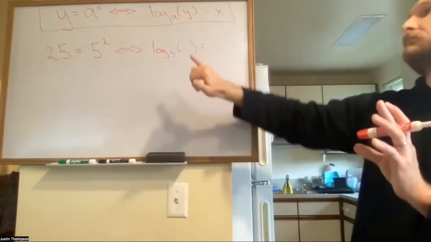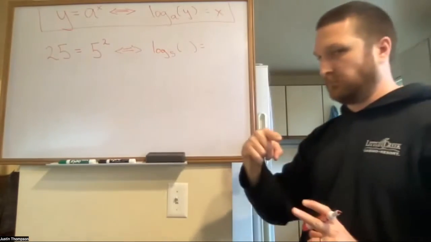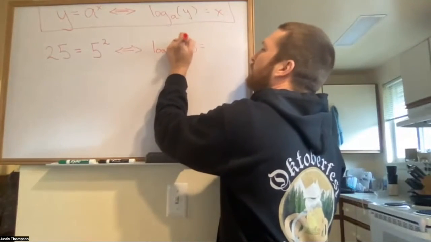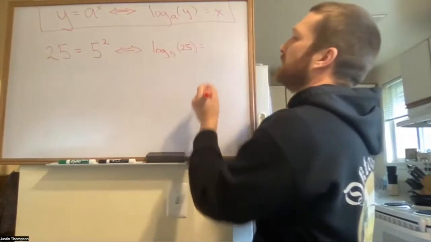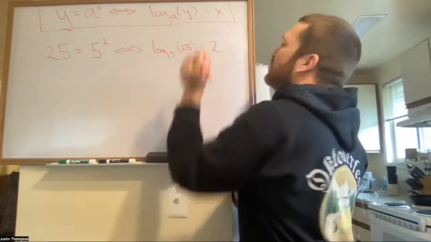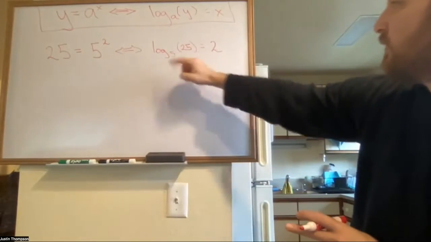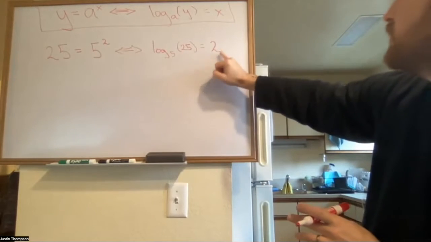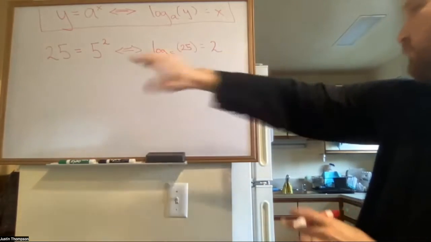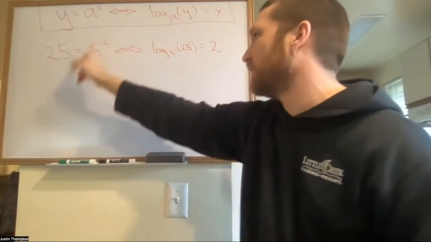So okay, what's the input? 25. And what's the output? 2. Yes. So this means exactly the same thing. This means if you take 5 and raise it to the power of 2, you will get 25. Which is true. It is true that 5 squared is equal to 25.